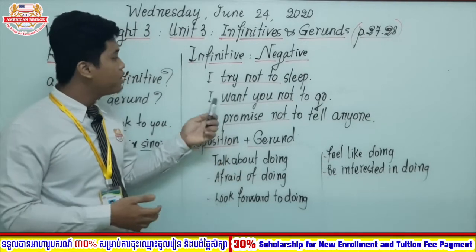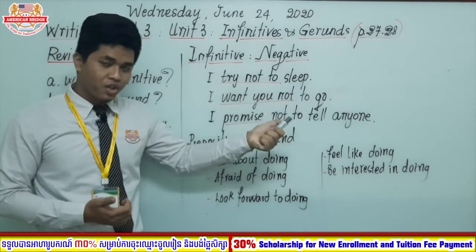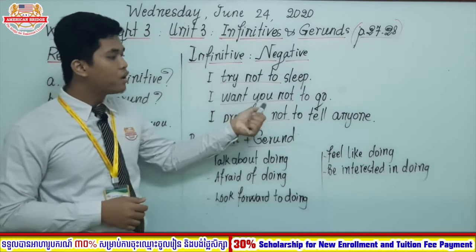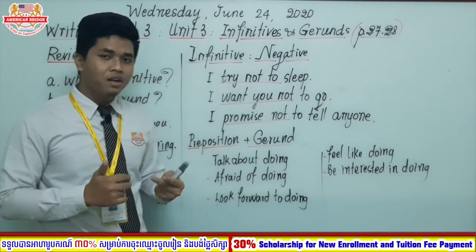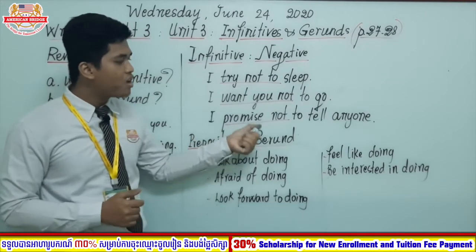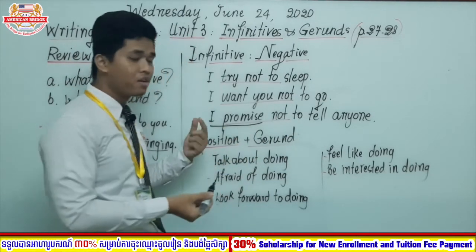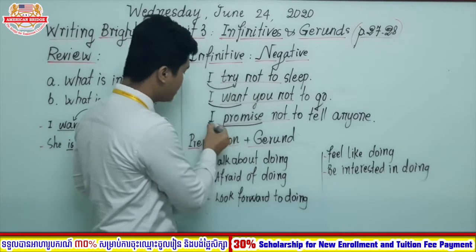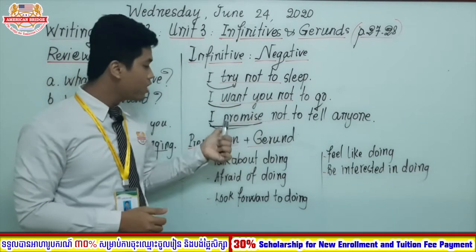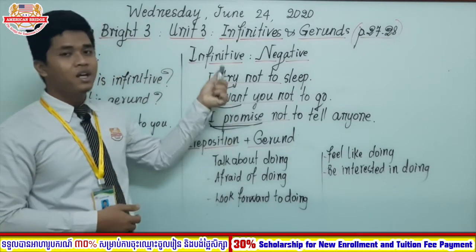Yes, it can be, but if you try not to do something, I try not to sleep. Okay, so you try not to do something. Or I want you not to go. So you want somebody not to do something. Last but not least, I promise not to tell anyone. I promise, which is the verb here, is the positive form. I want, I try, I promise, but you try not to do something, you want somebody not to do something, and you promise not to do something. So this is a negative form of infinitive.